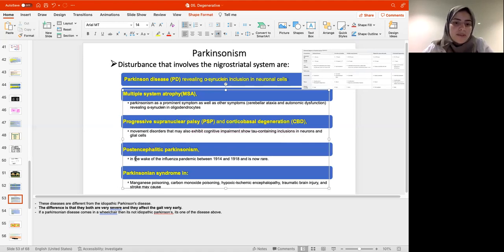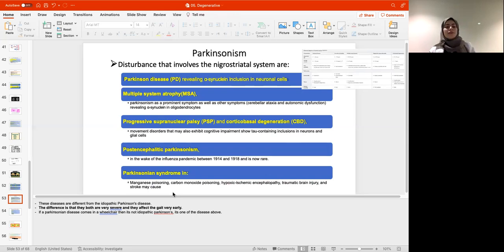Post-encephalitic Parkinsonism usually happens in the wake of influenza. It's not common now. You can also have Parkinsonian syndrome with manganese poisoning, carbon monoxide poisoning, hypoxic-ischemic encephalopathy, or traumatic brain injury. These are other causes. The difference is that they are very severe and they affect the gait very early. That's the difference between these diseases and actual idiopathic Parkinson's disease.